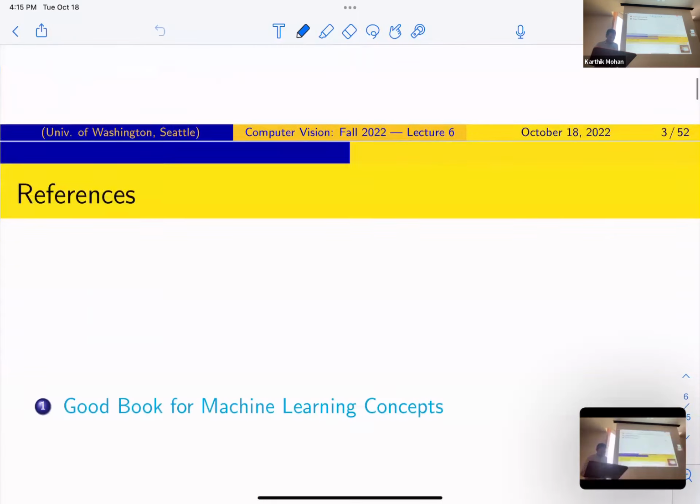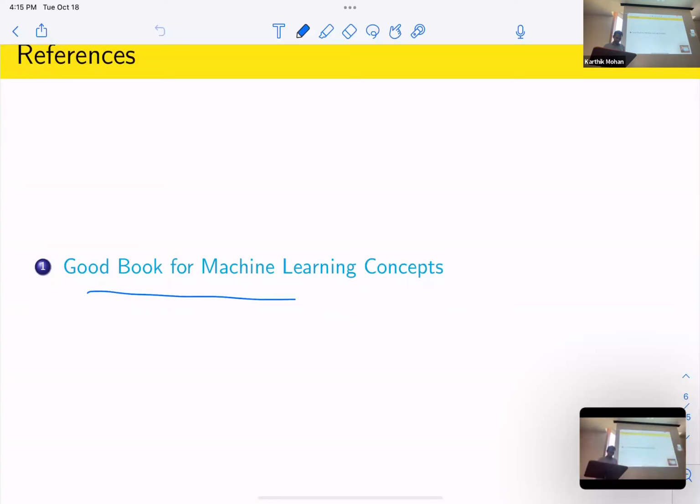Okay. So I found a good book on machine learning concepts. Since we're covering classification, I'll refer you to this book. If you want to go a little bit more into classification, you can look at this. We'll also cover classification in depth in the next course, Advanced Introduction to Machine Learning. But in this course, we'll cover the relevant aspects that are needed for computer vision and image processing.